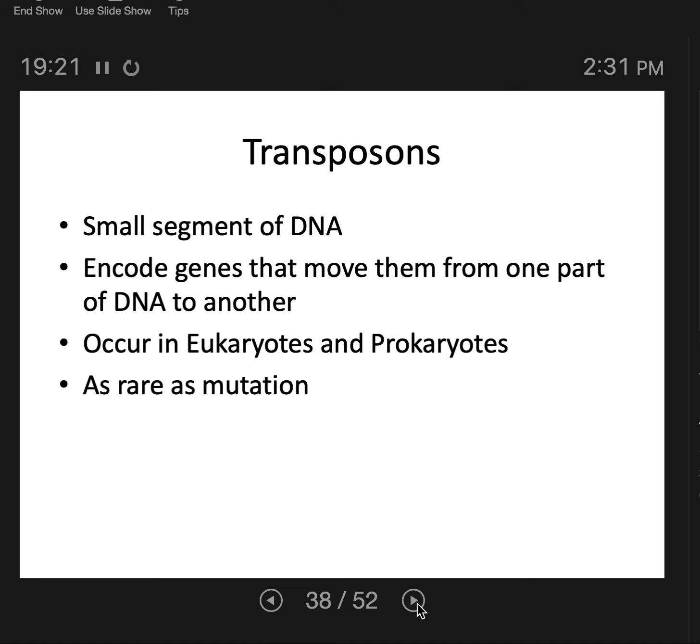All right, transposons. Transposons you find in both the bacterial world and in the animal and plant world, the eukaryotic world. Transposons are small segments of DNA. They encode genes that move them from one part of the DNA to another. So in the transposon code are instructions for cutting out the transposon, moving it, and inserting it elsewhere in the chromosome. You can find these in eukaryotes and in prokaryotes. They are as rare as mutations, which means that they exist, but they're still rare.